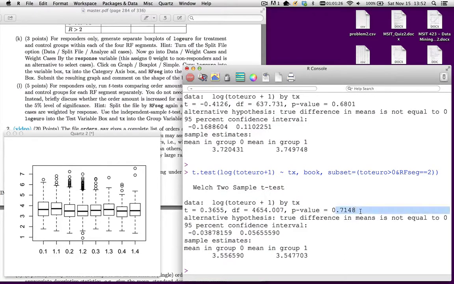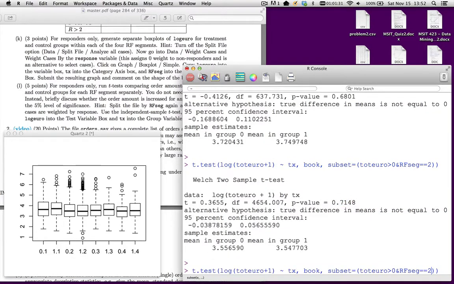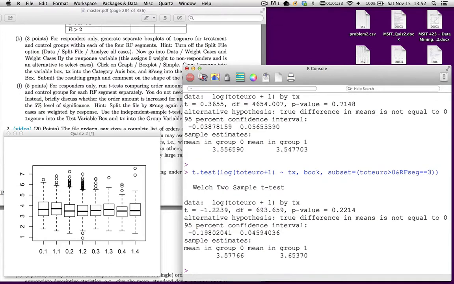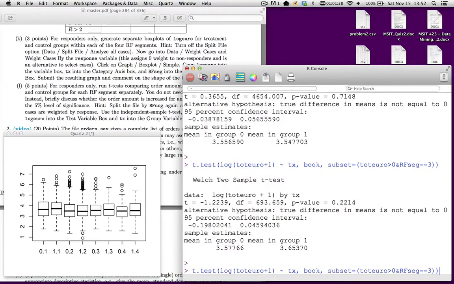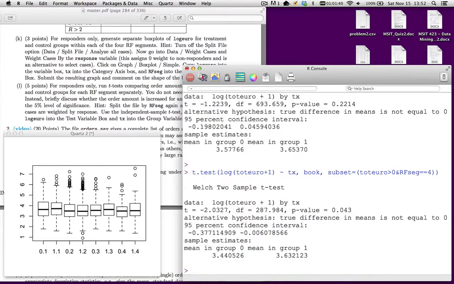Again, p-value is not significant, so treatment has no effect on order size for segment 2. Segment 3, again, no effect. What about segment 4? Well, actually for segment 4, we have a borderline significant result. So it looks like the basket size is slightly greater in that group for the treatment group, the customized group, than the one-size-fits-all group, but it is borderline significant.